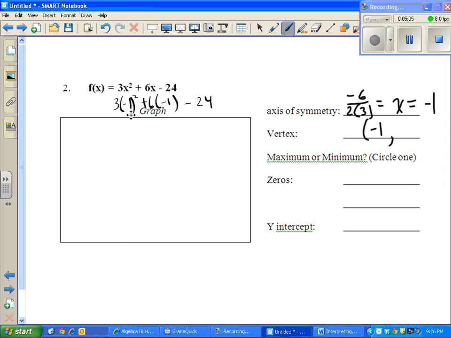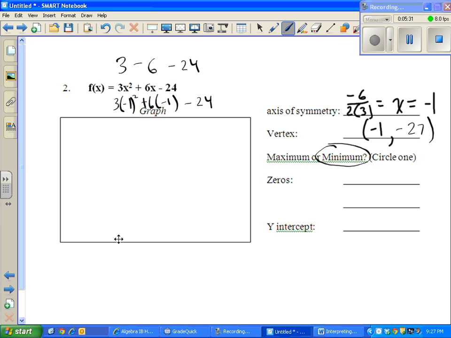We're going to do this in our head because we can do mental math, people. You can do it. This is negative 1 squared. It's positive 1. So now we multiply by 3. This is 3. So we have 3 minus 6 minus 24. What's 3 minus 6 minus 24? That's negative 3. That's negative 27. Negative 27 should be your vertex. Is this a minimum or maximum? Well, again, positive a value, so it opens up. It's going to be a minimum.